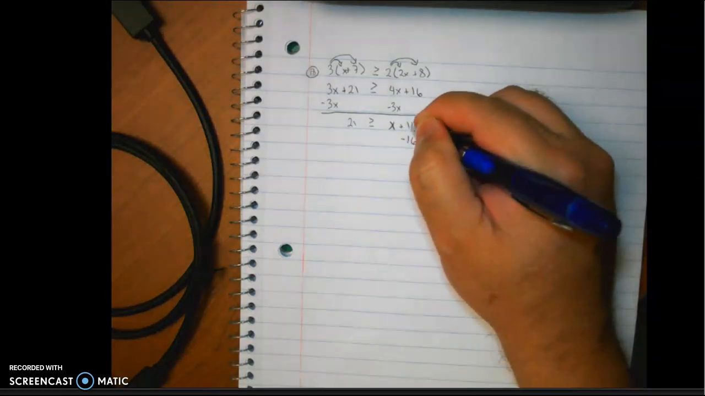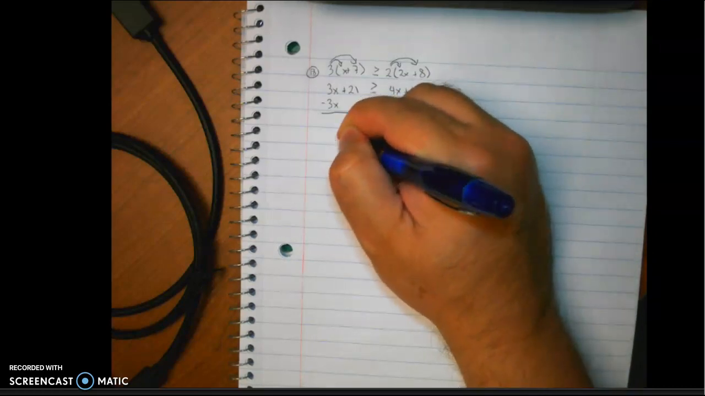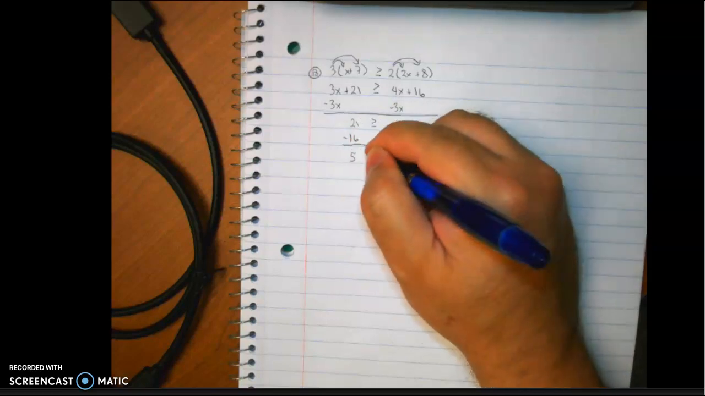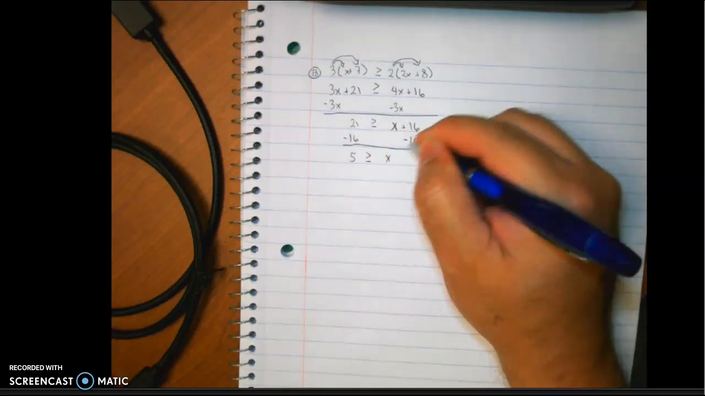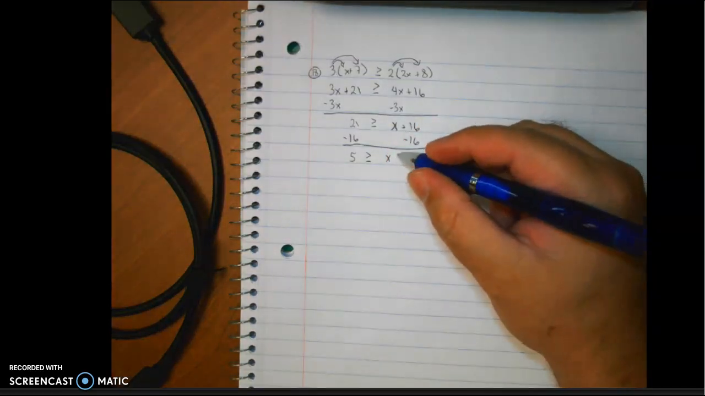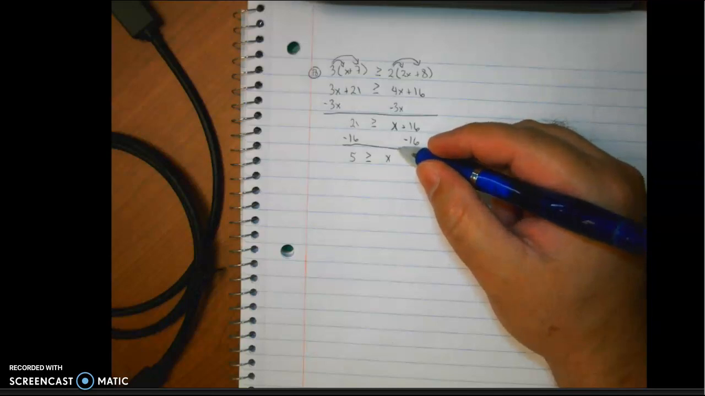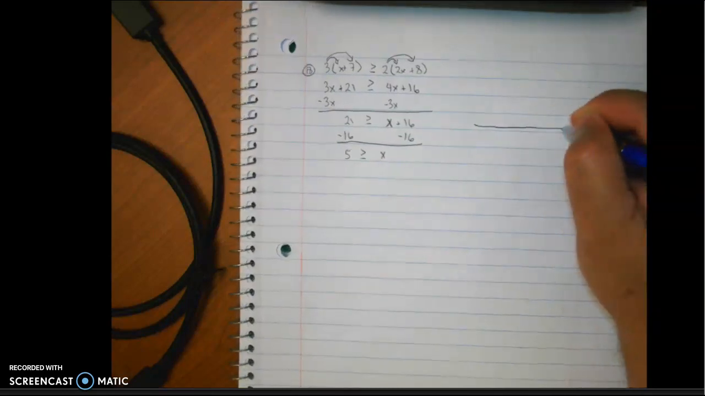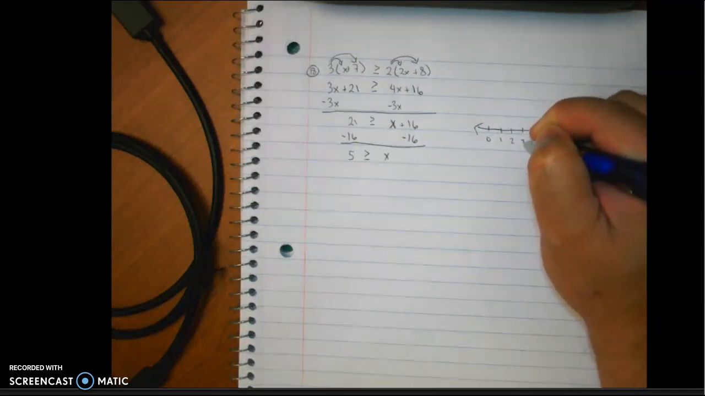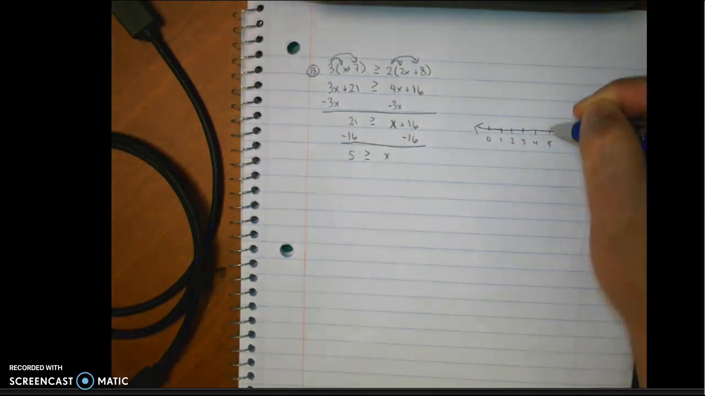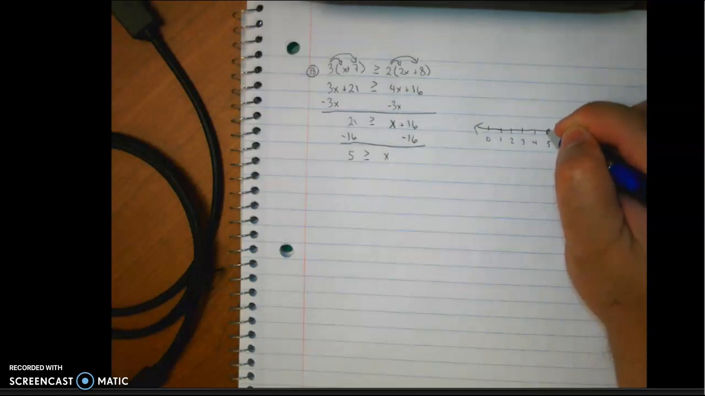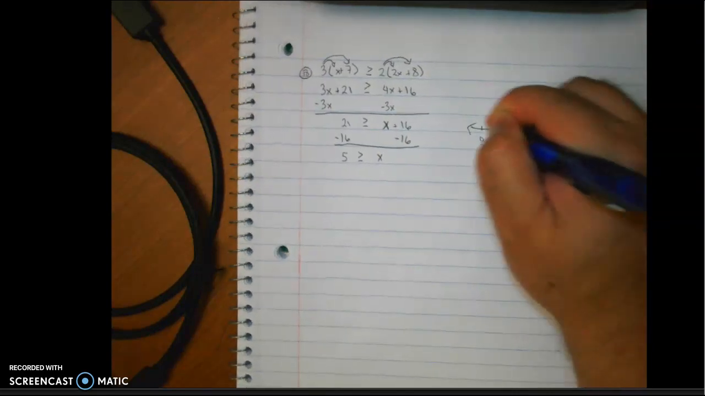Now I have to get rid of 16. So positive 16, I subtract 16 from both sides. 21 minus 16 is 5, less than or equal to x, and our 16s cancel out. So x is less than or equal to 5. We would graph that. X less than or equal to 5, so it's a closed hole, and it's less than, so it's everything this way.